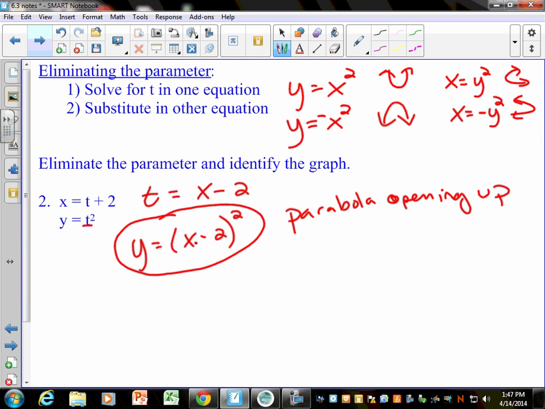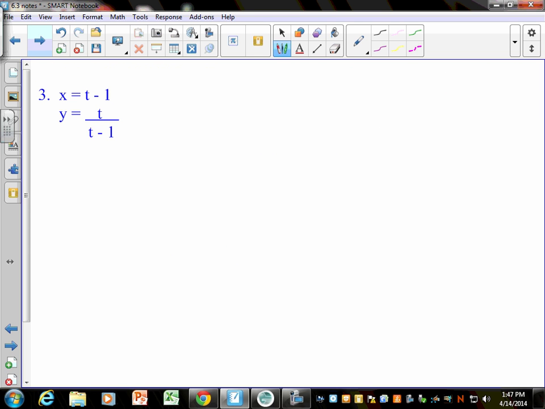Let's do another one. Ooh, how about this one? It looks extra ugly. Which equation looks easier to solve for, the top one or the bottom one? Top one. Solve it for t, plug it in the other one. Again, the directions here are not to graph. The directions are to identify the graph. And this one is kind of tricky, which is why I put it on here, hoping that I can remind you what the graph looks like.